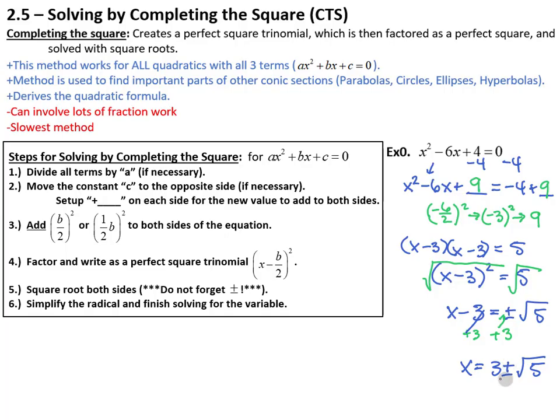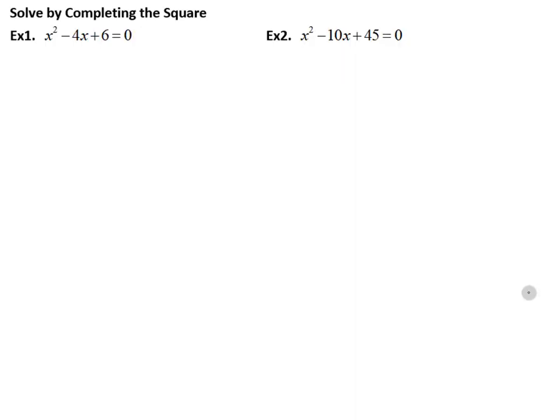Remember that really there's two solutions here, and if we needed their decimal values, it'd be 3 plus the square root of 5 and 3 minus the square root of 5. This is just the nice compact way of writing both of those solutions at the same time. And for those of you that have done quadratic formula before, which should be all of you from Algebra 1, you might notice that you get answers kind of like this when you use quadratic formula. Exciting.